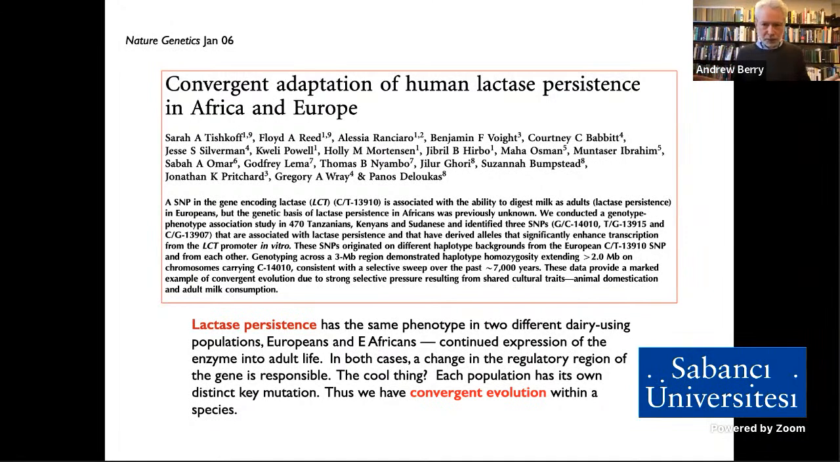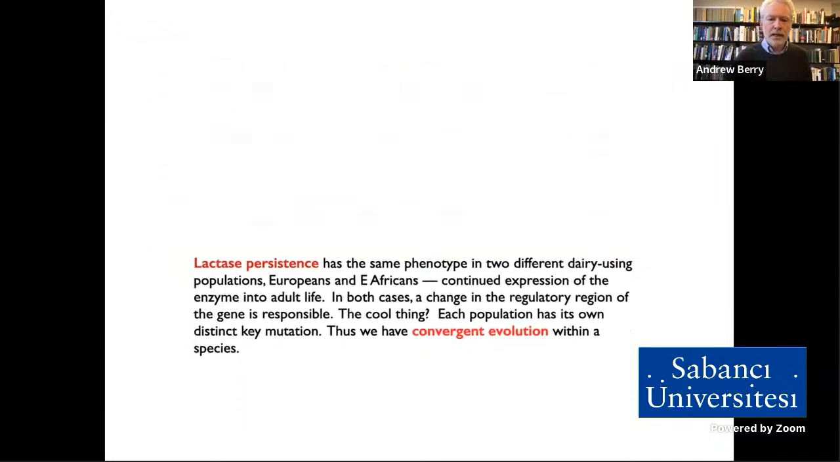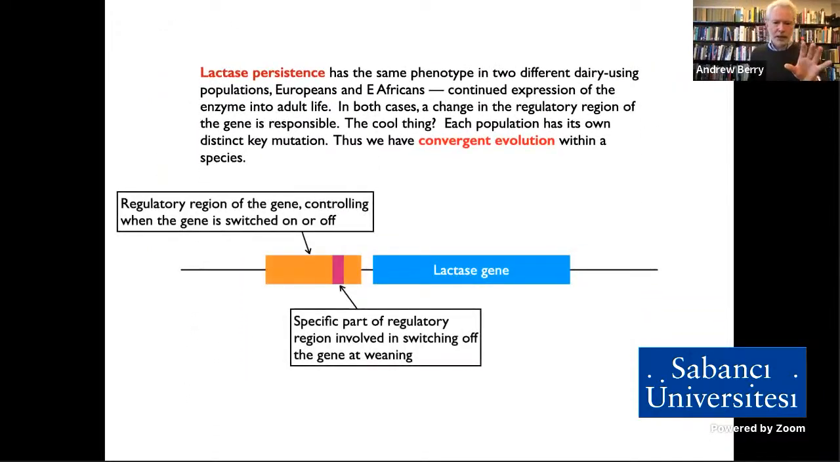And in European populations, and by the way, European domestication of cattle and so on occurred in, I believe, Mesopotamia. So it's the part of the world that you're living in, or close enough. We've got the same phenotype, the same outcome, which is keeping the enzyme turned on, but different mutation. So let's just explore that in a little bit of detail.